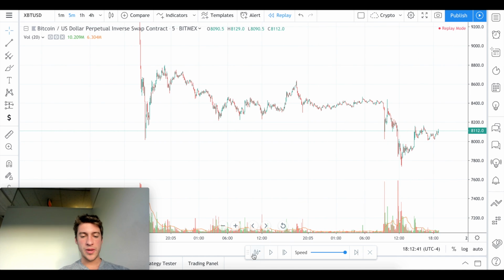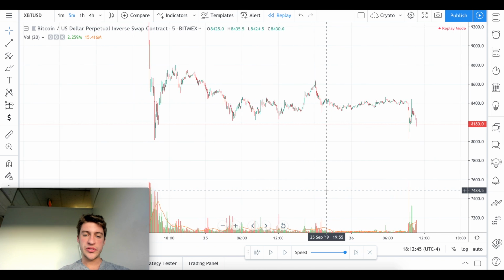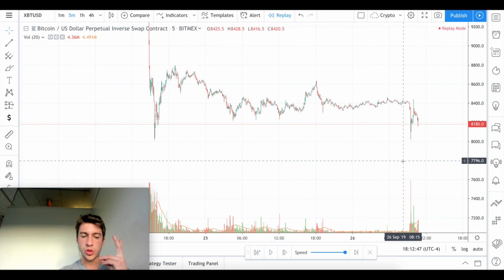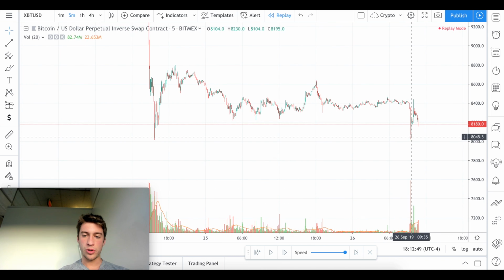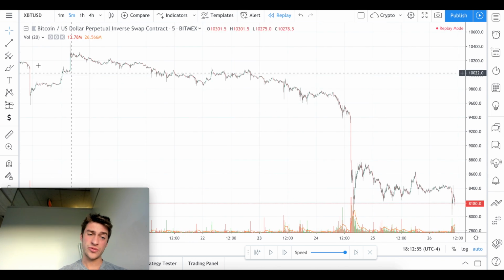Why did I see that? Let's go back in time. Why and how did I see that? Well, I see here two things. We have two touches of support, and the second touch of support did not break the initial low. Two, we have the $8,000 level, and price has not been below $8,000 for a long time.